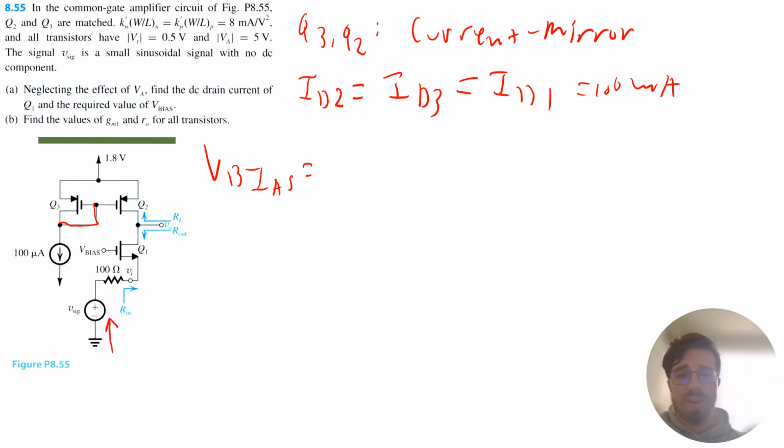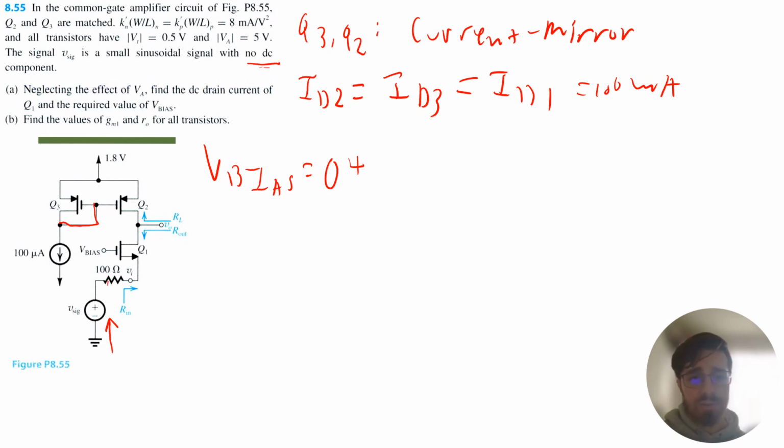So if we start down here at ground, and we're neglecting the effective Early voltage, and we're also just considering the DC value of V bias. Because Vsig is a small sinusoidal signal with no DC component, we can ignore Vsig when trying to calculate what V bias is equal to. So we're going to just skip past Vsig because it has no DC component.